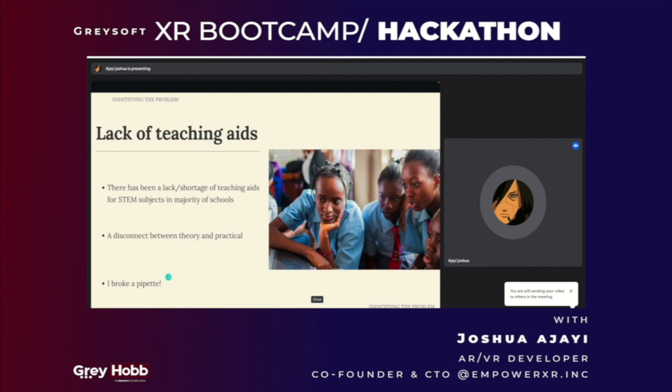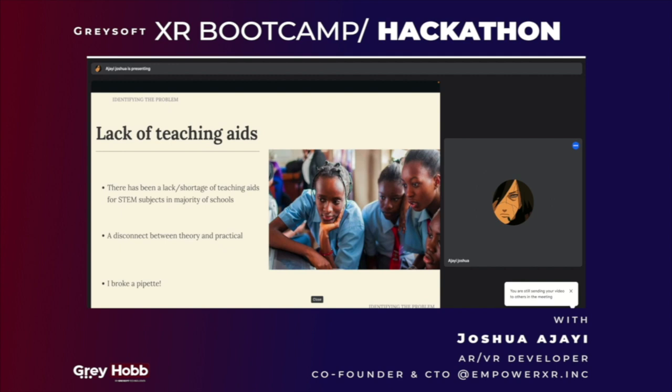And that was my origin point for getting into AR, right? Augmented reality and virtual reality. That was my motivation. I broke that pipette, and to be honest, it was one of the things that really changed my life.